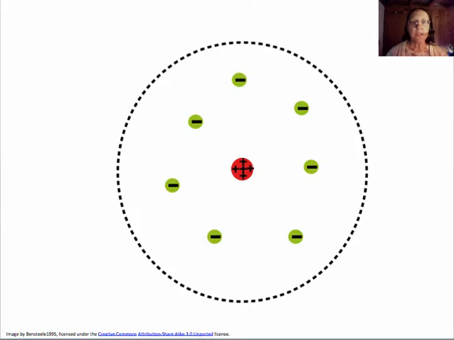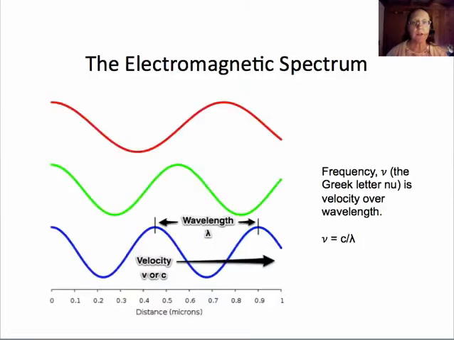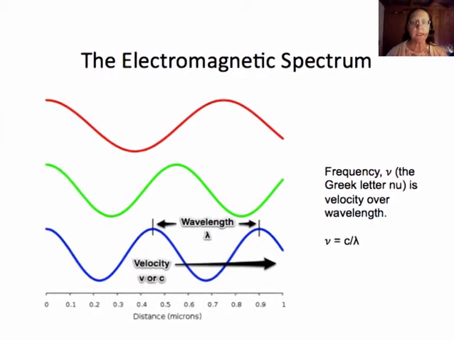In order to understand the next step in the development of the modern model of the atom, we need to take a short side trip to talk about light waves and energy. Light is made up of waves. There are several measurable characteristics of waves, of which we are interested in 3.